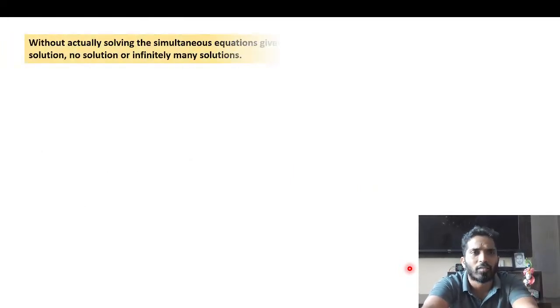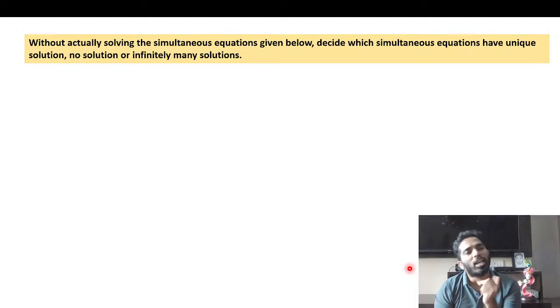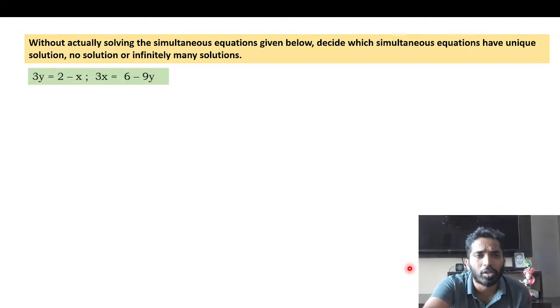Okay. By yourself. Now the question says, without actually solving the simultaneous equations given below, decide which simultaneous equation have unique solution, no solution, or infinitely many solutions. And you should know, if A1 upon A2 is not equal to B1 upon B2, we have unique solution. If A1 upon A2 is equal to B1 upon B2 but not equal to C1 upon C2, it has no solution. And if all the three are equal, it has infinitely many solutions. Okay. With this, I'll take the equations with me.